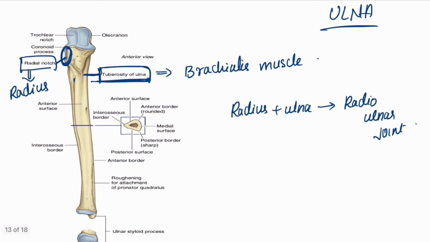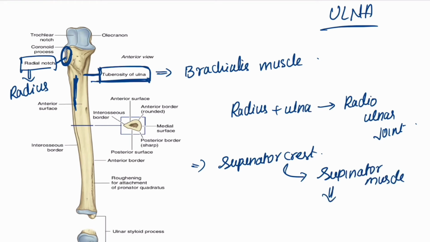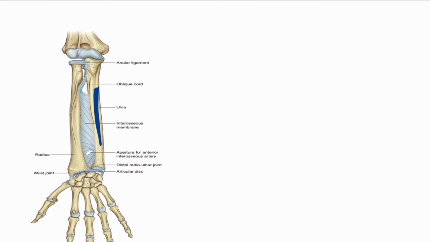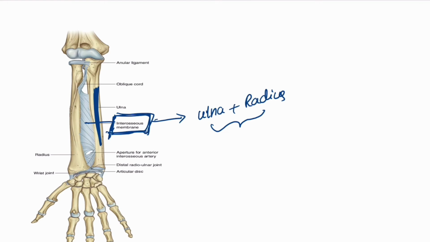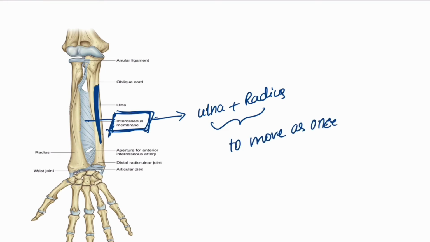And we also have the supinator crest. This supinator crest attaches to the supinator muscle. This supinator muscle helps for supination. This is the shaft of the ulna. The interosseous membrane is attached to the shaft. This interosseous membrane connects both the ulna and the radius. This interosseous membrane helps both the bones to move as one.